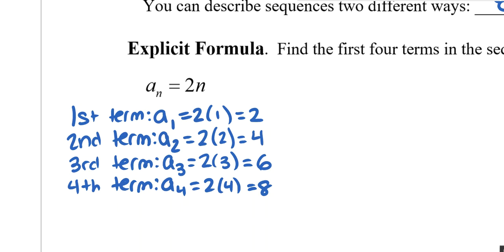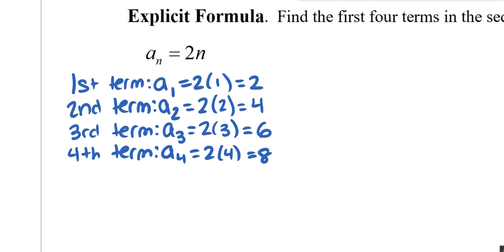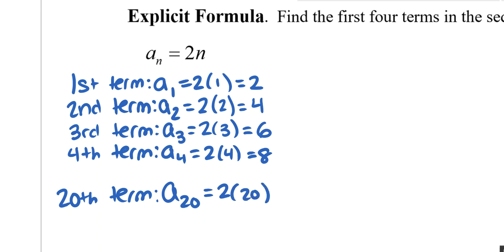Now they also asked us to find our 20th term. So the notation, we're going to use 20 as our subscript, and we're going to replace the n value with 20. And 2 times 20 would be 40. That would be our 20th term.